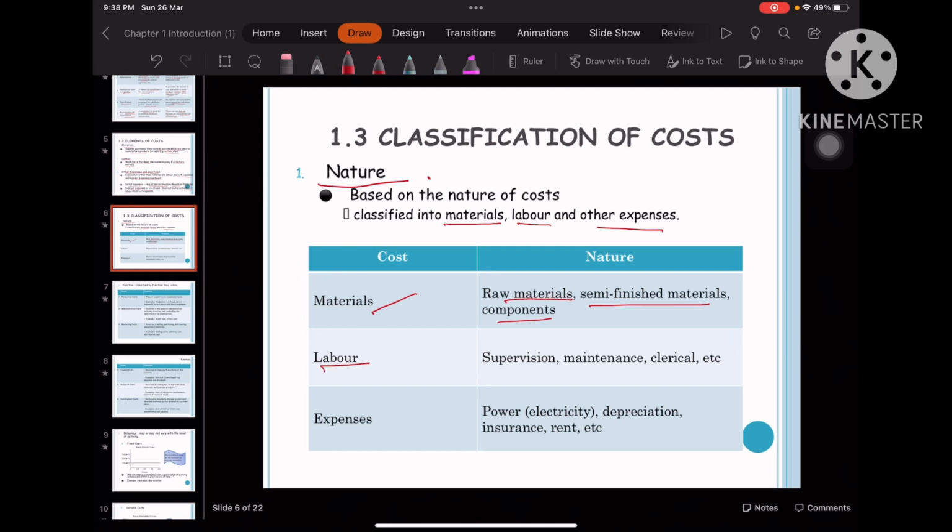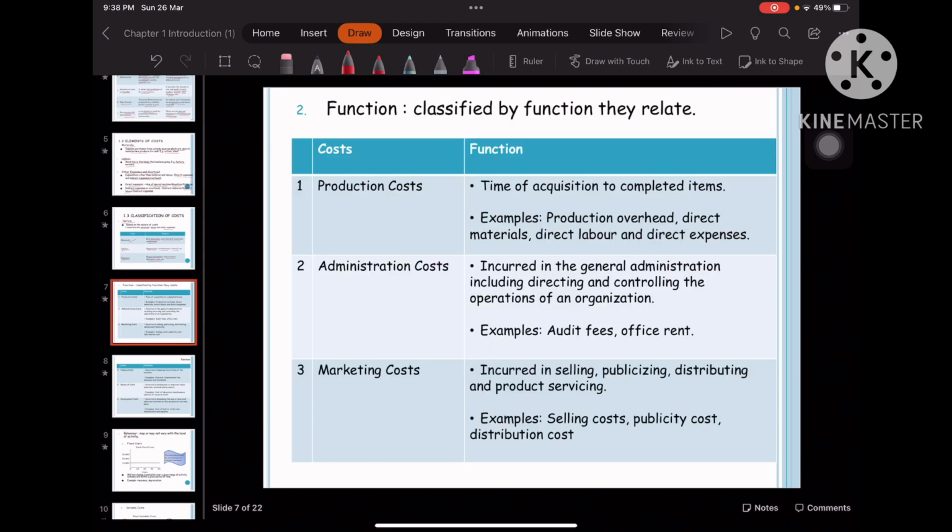All right, labor also we have two, direct labor and indirect labor. Direct labor is the person doing the job, for example, the production workers. The supervision, the maintenance, the clerical fall under indirect labor. And then the expenses, what I said just now, we have expenses, direct and indirect. So direct is actually the royalties just now and so on. All this power, electricity, depreciation, insurance falls under indirect.